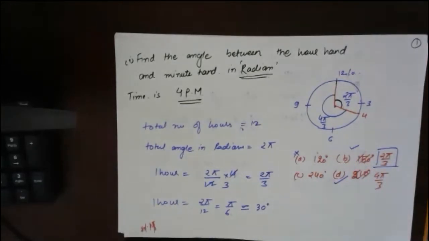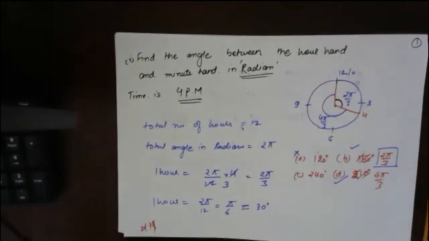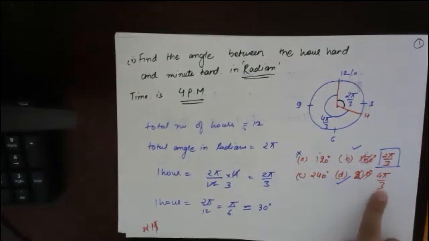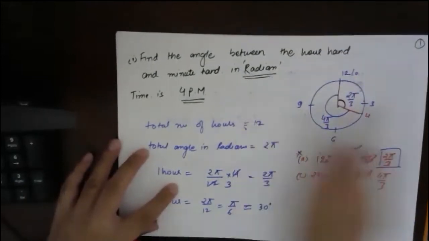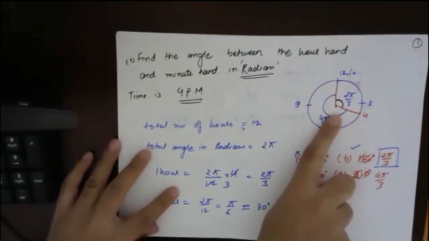Yes, 2 pi minus. But they are asking angle. They are asking angle between minute hand and hour hand. Understood? Fine. So what will be the answer? 2 pi by 3 and 4 pi by 3. Angle between them. Not minus 4 pi by 3. Only 4 pi by 3. Because we are talking about angle. This is not x and y axis. So we cannot take that notation.